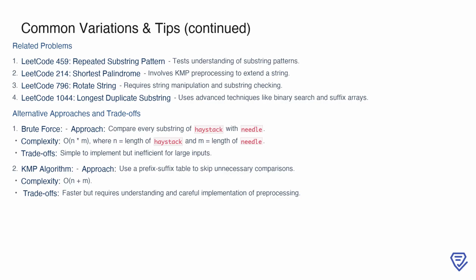Alongside these problems, it's also helpful to evaluate alternative approaches and their trade-offs. The brute force method is straightforward: compare every substring of the haystack with the needle. However, it's inefficient at O(n*m), especially for large inputs. The KMP algorithm, with its O(n+m) complexity, is faster but demands careful implementation of the prefix-suffix table for pre-processing. Each method has its strengths and weaknesses, so understanding these trade-offs is key.